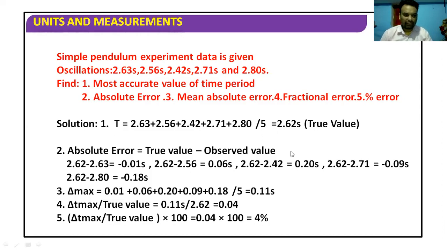Let me take one experiment. We are doing an experiment on a simple pendulum. A simple pendulum means a ball is suspended with the help of a thread or a string. I oscillate my simple pendulum, and I note the time period of oscillation. In the first observation, I observed the time period of oscillation 2.63 seconds. One oscillation means when one complete left and right movement is completed by the pendulum. So the time period noted is 2.63 seconds.